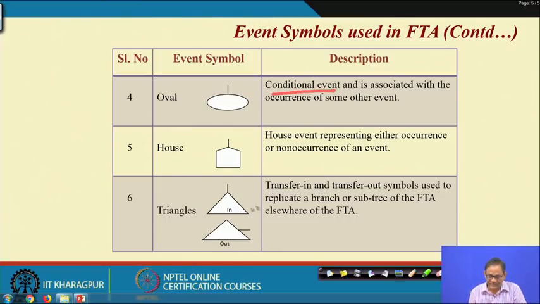Now, the triangles, in and out. Two triangles are used, the transfer in and transfer out symbols, used to replicate a branch or subtree of a fault tree elsewhere in the fault tree. So, when you develop a system level fault tree, you may find that the tree will be very big, and when you come to the subsystem levels, some of the subsystems may be applicable in other parts of the tree. So, if you develop a fault tree for a particular subsystem, you do not need to develop it again in the other part. You just put the out symbol in the first case and at the other place you write in, and that will reduce the size of the tree.